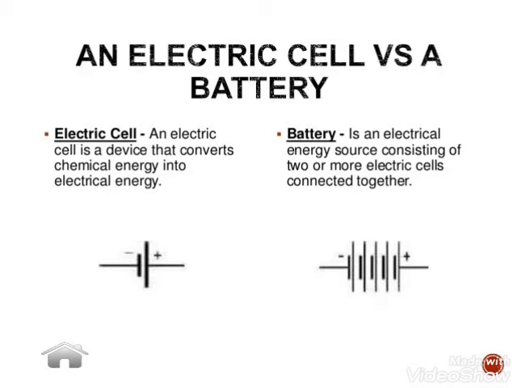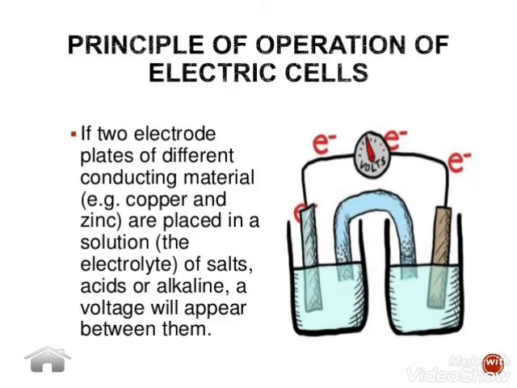An electric cell is a device that converts chemical energy into electrical energy, and when so many different cells are joined together, connected together, they form a battery. So a battery is an electrical energy source consisting of two or more electrical cells.